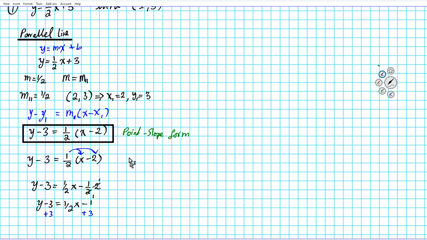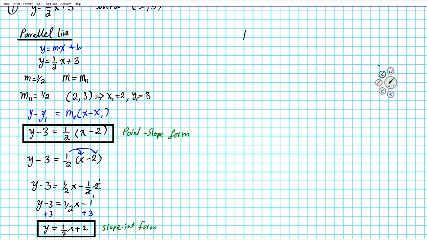So our final answer, y, is equal to 1/2 x plus 2. This is the equation of a parallel line in slope-intercept form. Okay, so that's that for the parallel. Now let's do the perpendicular.